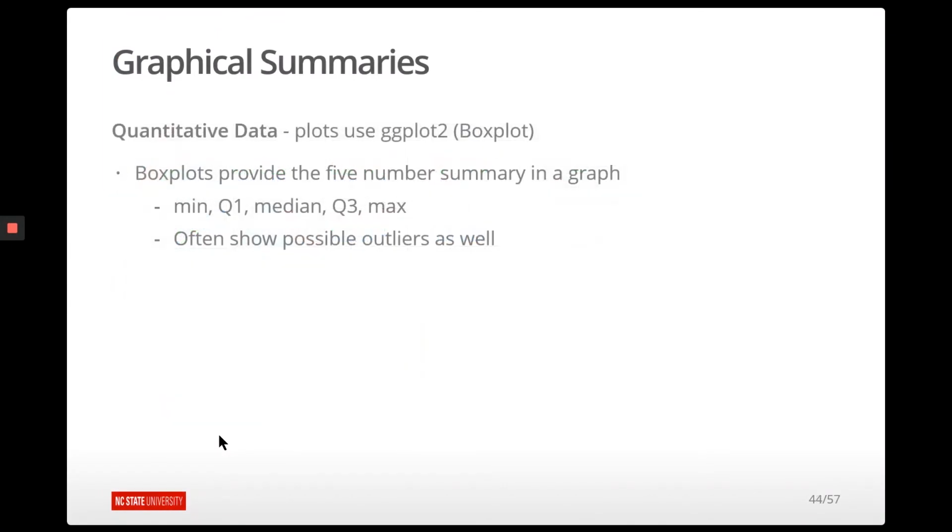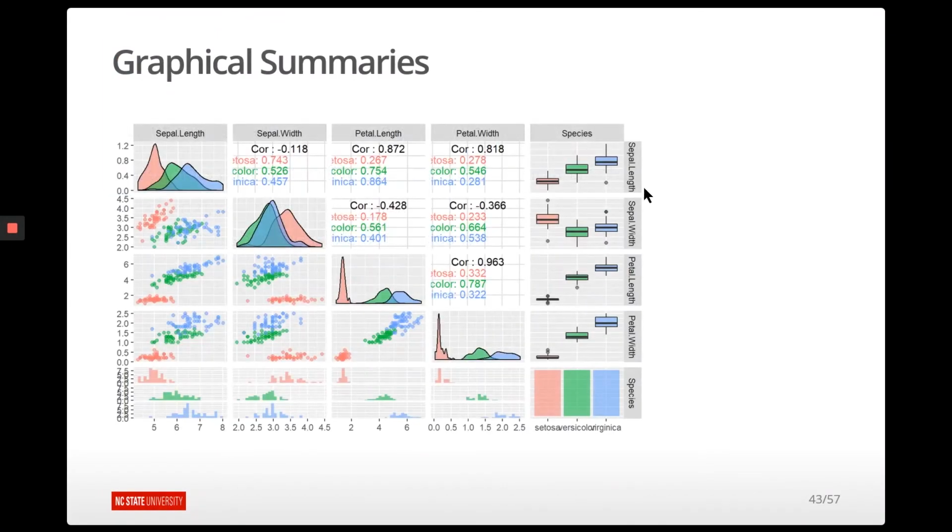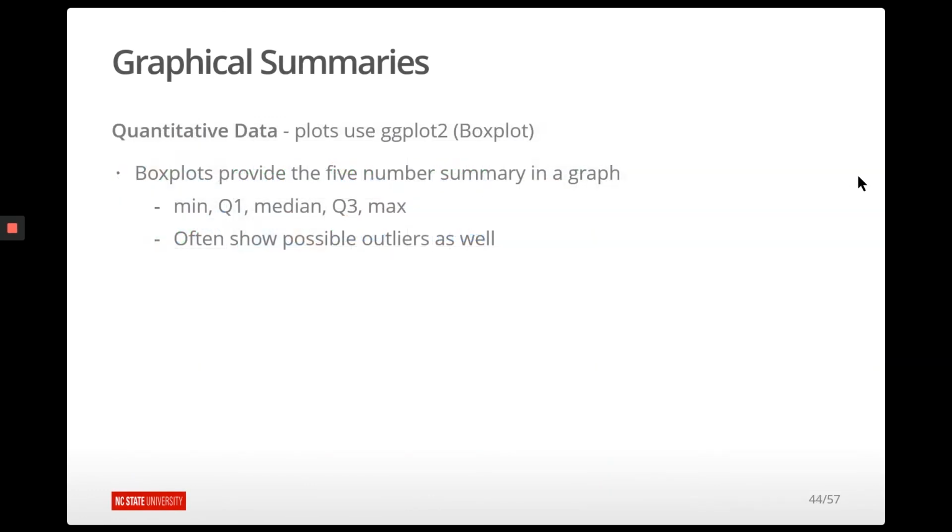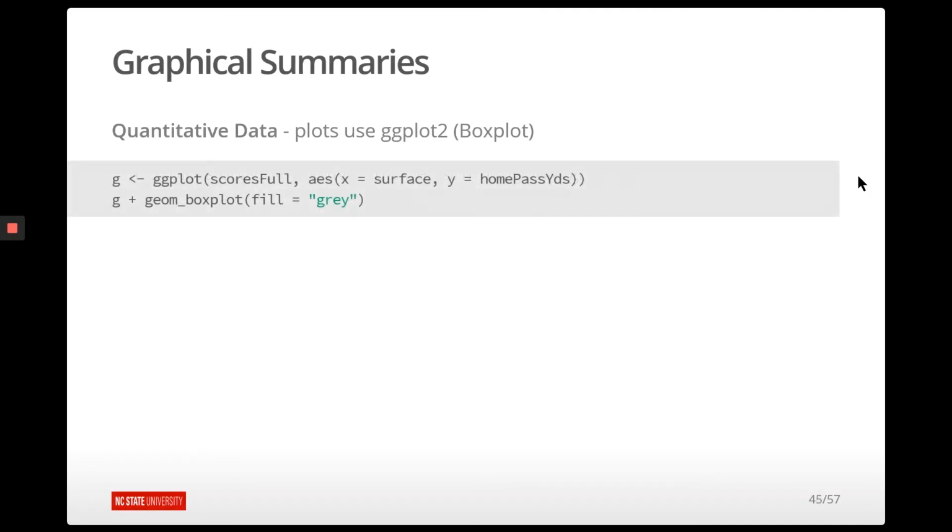Okay. So we saw these side-by-side box plots over here. That's another really common type of graph that you want to look at. And so let's show how to make those. Again, it's all about the appropriate layer. In this case, we're going to have our X variable be the surface. So this is a categorical variable. And the Y layer is going to be the home pass yard. So this is a quantitative variable.